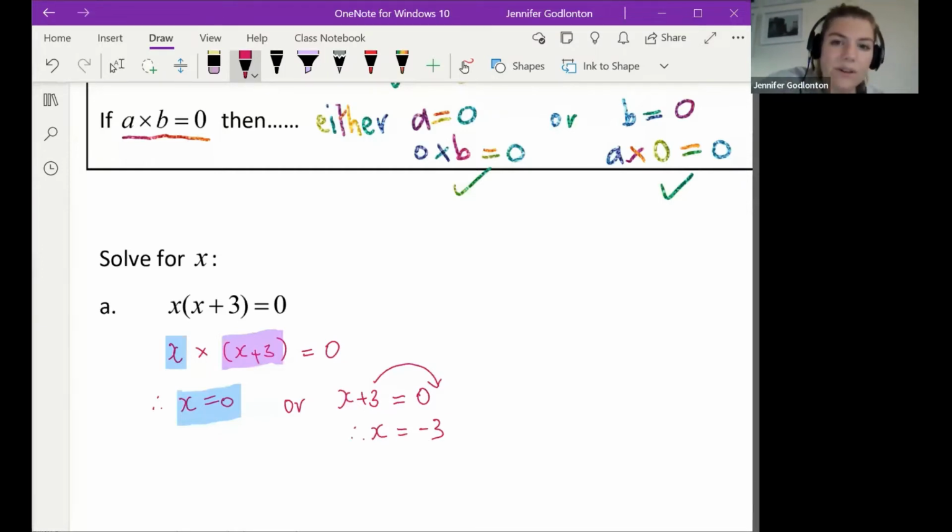Okay. And so what we land up with is two different answers. We land up with the one answer where x could be 0, or the second answer where x could be -3.